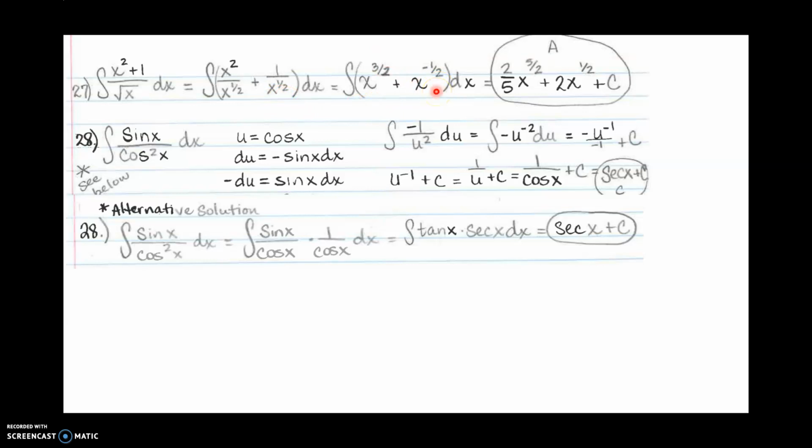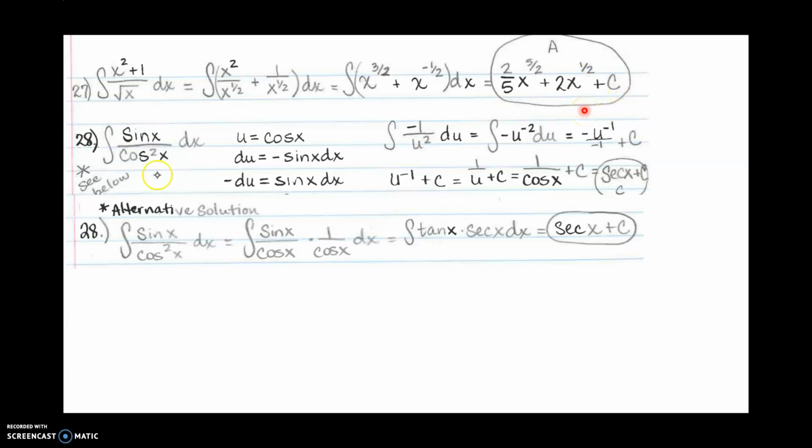So I haven't taken the antiderivative yet. All that I've done is just simplified. So to take the antiderivative, I'm going to add 1 to 3/2. That would be 5/2. And then divide by 5/2, which is the same thing as multiplying by 2/5. And then here, add 1. So negative 1/2 plus 1 would be 1/2. And dividing by 1/2 is the same thing as multiplying by 2. And then don't forget your plus c.